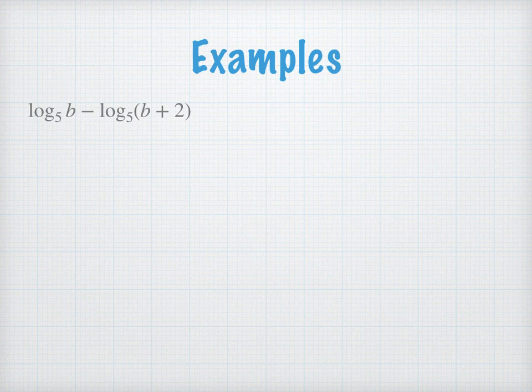Let's continue to look at a few more examples just to make sure that we're getting lots of good practice in. Log base 5 of b minus log base 5 of b plus 2. The subtraction there is telling us use your quotient rule. So we have log base 5 of b over b plus 2.